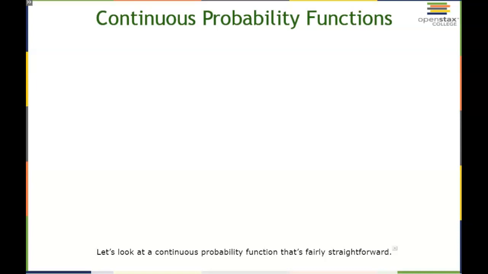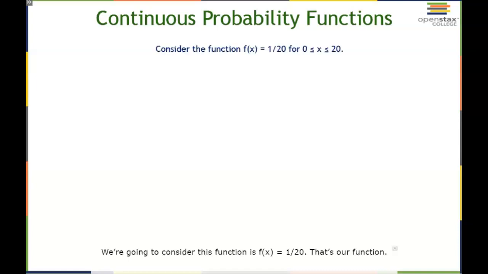Let's look at a continuous probability function that's fairly straightforward. I'm going to give you some information. We're going to consider this function is f of x equals 1/20th. That's our function. And these values are good from 0 to 20. So x can be anywhere from 0 to 20. If we graph this, our boundary is 20, our boundary is 0, and think of it as your y value, your f of x value is always 1/20th.